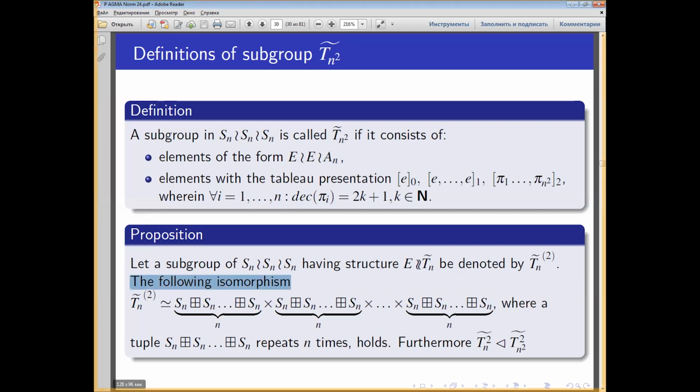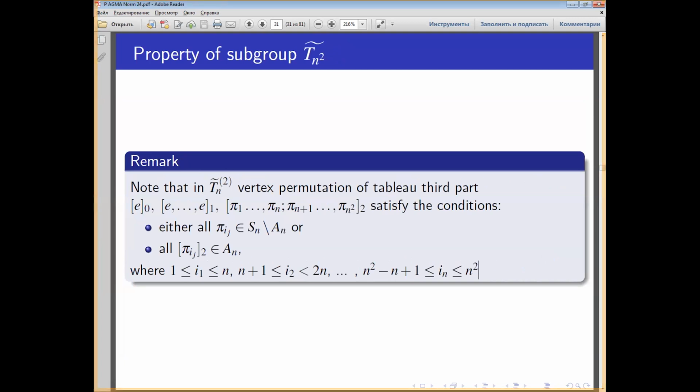The following isomorphism: T tilde 2n has the structure of a direct product of such subdirect products. Furthermore, we can see that T2n is a normal subgroup in T2n square. Note that in T tilde 2n, the vertex permutation of the tableau's third part satisfies the condition PEG in Sn without An, or either all PEG belong to the complement of An in Sn, or belong to An. Second item: E1 belongs to the interval from 1 to n, E2 belongs to the interval n plus 1 to 2n, and En belongs to the interval n square minus n plus 1 to n square.